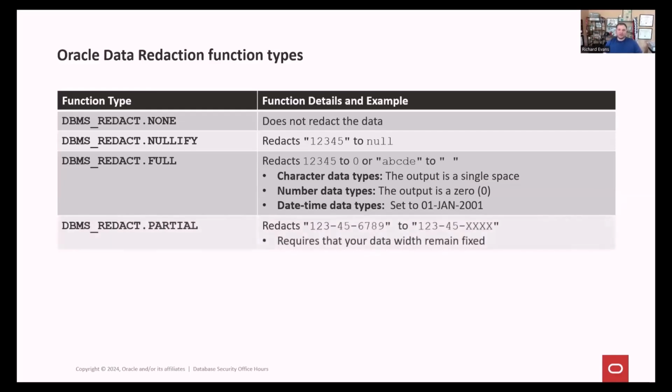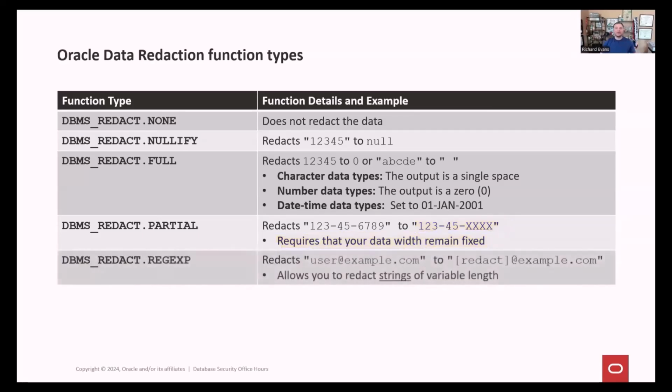Now, there's going to be times where you say, well, I don't want to redact things fully. I just maybe want to do some partial redaction. I just want to hide maybe the last 4 of the social security number here. You can do that. Data redaction gives you this partial capability, but the caveat is that your data must remain fixed. So this works great for credit cards. This works great for social identifiers, numbers, columns that have that fixed length, and you know what that's going to be every time. It doesn't work so great when you're talking about email addresses or things that could be a variable length there.